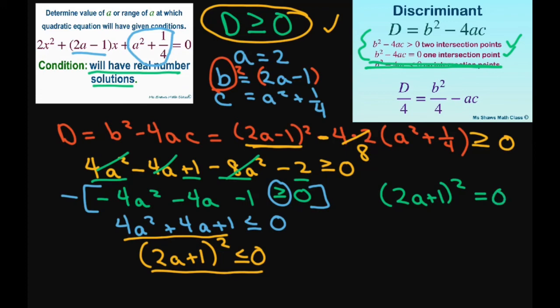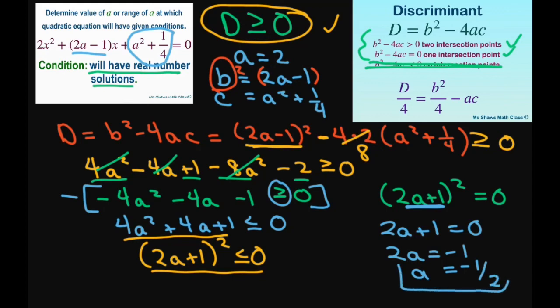So all you have to do is look at this inner part here, and set 2a plus 1 equals 0. 2a equals negative 1. So a is going to equal negative 1/2. So we just have a constant a here, not a range.